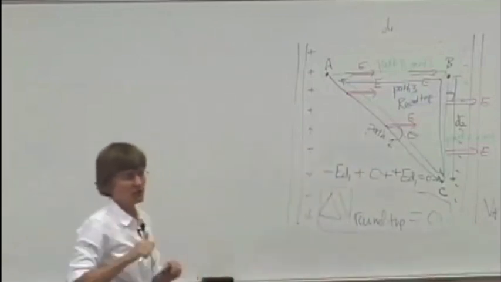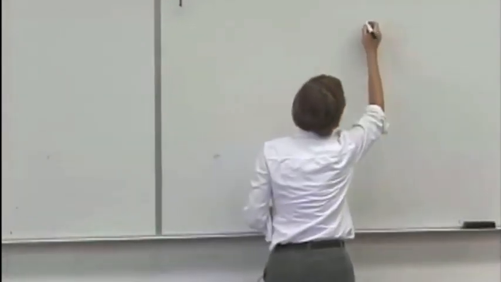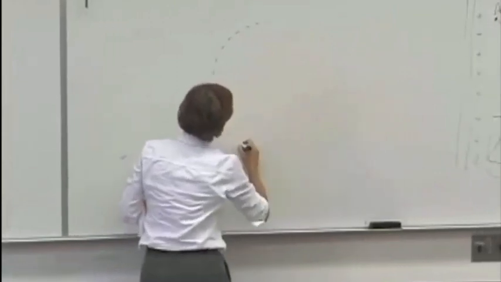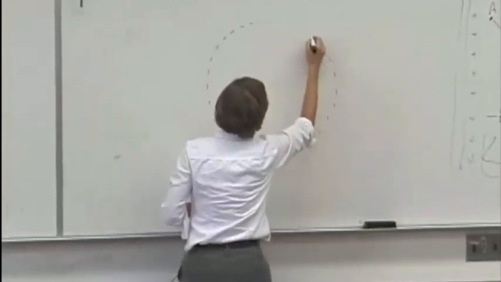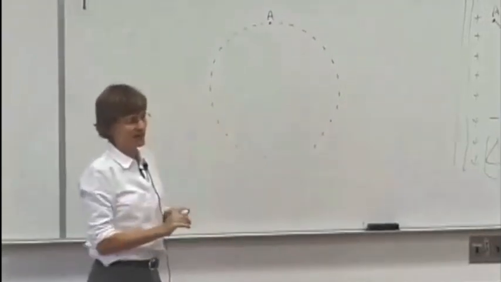Imagine the following situation. We have a region of space. There's an electric field in here. We want to consider a circular path that starts at A and comes back to A. Okay?